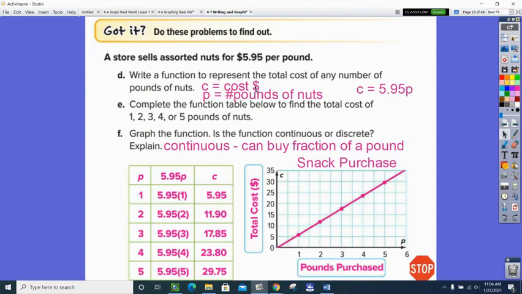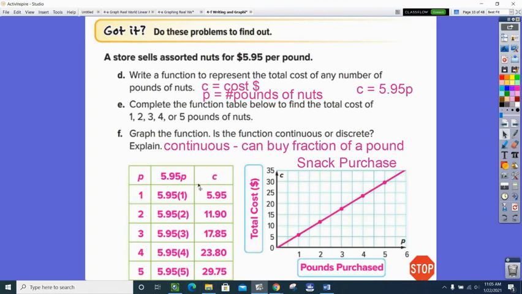You've got to have the dollar sign. You need to have the word pounds, not just nuts, okay? So we're going to put 1 in. That's why I had to use the P and C, because they use that. So we're going to put 1 in for our independent variable, in this case P, or if you have an X, 5.95 times 1, 5.95 times 2, 5.95 times 3, 5.95 times 4, and times 5.